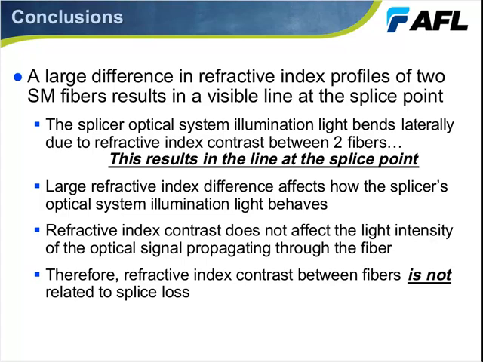And the larger the difference between the refractive index between the two fibers, the larger that vertical line is likely to be. So this is in effect due to the backlighting of the fiber, so that we can image it with our splicer camera, but it is not related to the transmission of light, optical power, or communication signals down the length of the fiber. So it's really not directly related to splice loss.